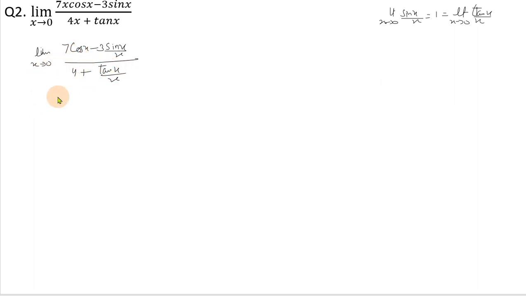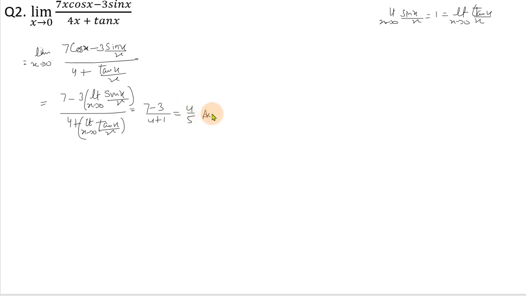We can put limit. So cos 0, this is 1, so 7 into 1 minus 3, you can write limit x approaches 0 sin x upon x. Upon here I have directly put x equal to 0 and cos 0 is 1, so this is 4 plus limit x approaches 0 tangent x upon x, which is also 1, so we get 7 minus 3 upon 4 plus 1, which is 4 by 5. So this is the answer. Let's move to next question.